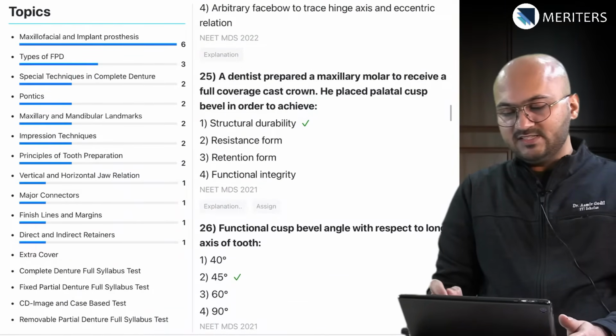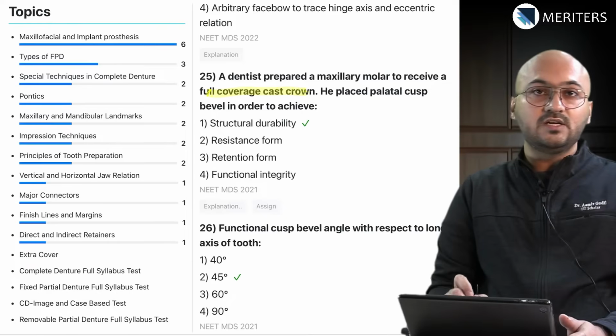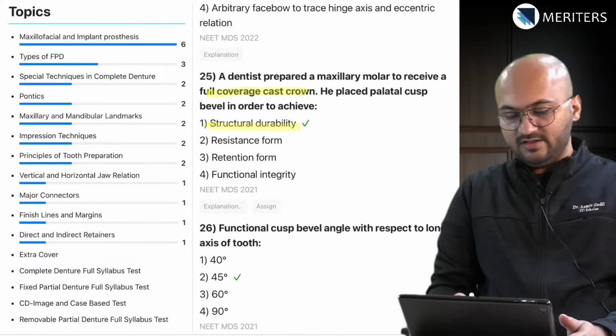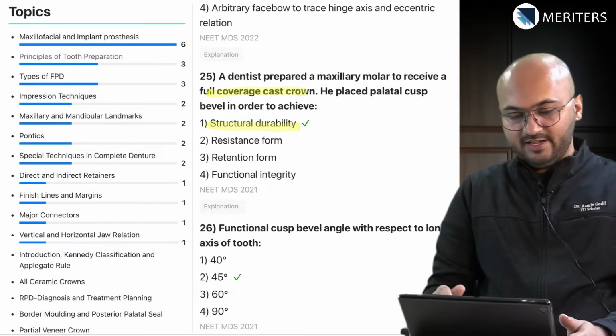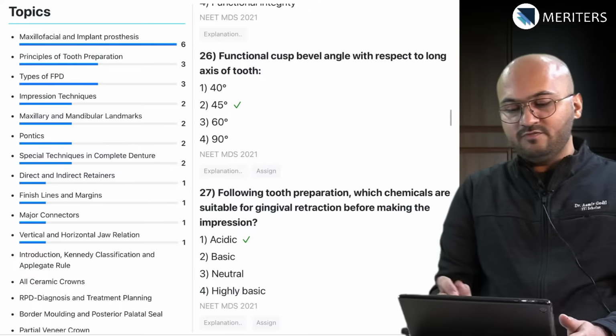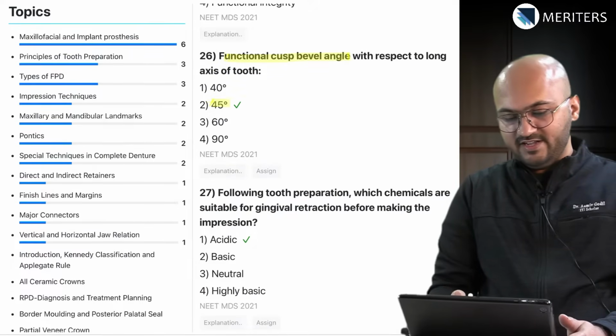A dentist prepared a maxillary molar to receive a full coverage cast crown. He placed palatal cusp functional cusp bevel, important question. It keeps coming multiple times. Another question on functional cusp bevel, the angle is 45 degrees.